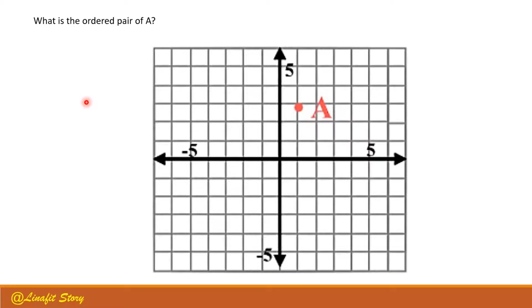What is the ordered pair of A? This is the x-axis, this is the y-axis, here is the origin (0, 0). This is 1, 2, 3, 4, 5. This is 1, 2, 3, 4, 5. So A is (1, 3).